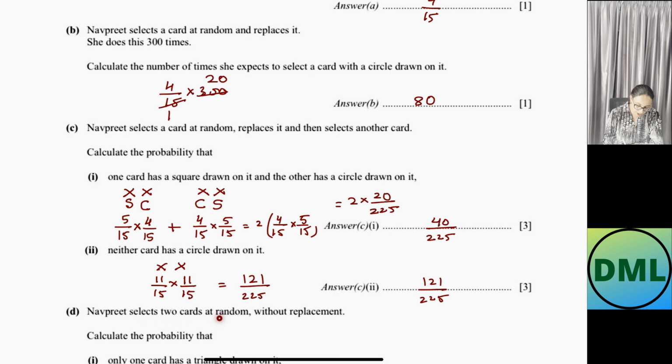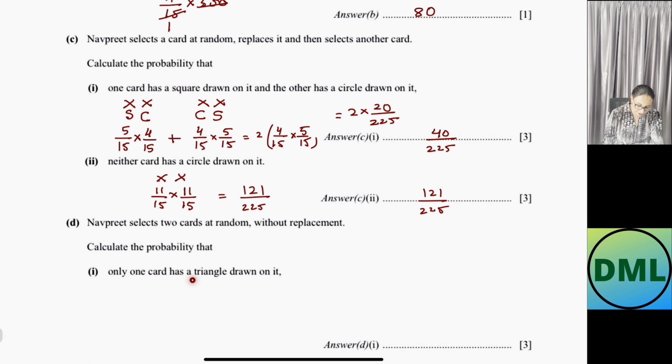Navpreet selects 2 cards at random without replacement. Now he is not replacing it back, so the number of cards will reduce by 1. Calculate the probability that only one card has a triangle drawn on it. So I need to pick a card which has only a triangle drawn on it. Let's do this question here.